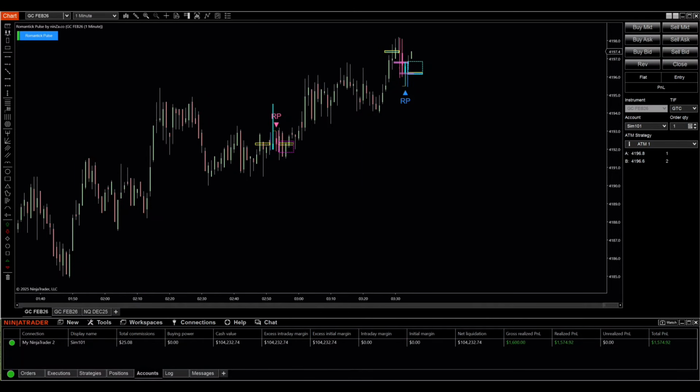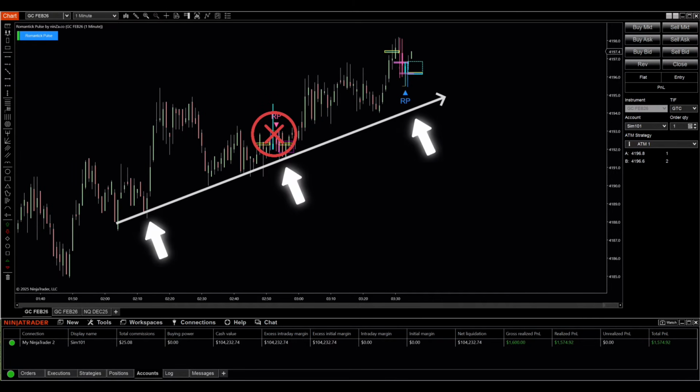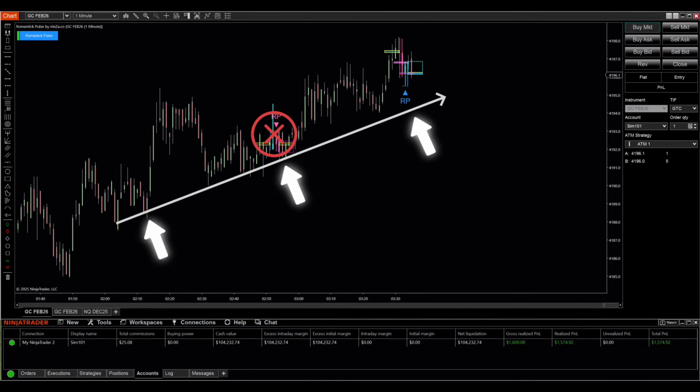Okay, in this trade, I ignored the sell signal because price was forming a solid trend line here, so taking a sell trade based on that signal would have been very risky. As long as price remained above the trend line, looking for buy signals was a much safer and more appropriate approach.